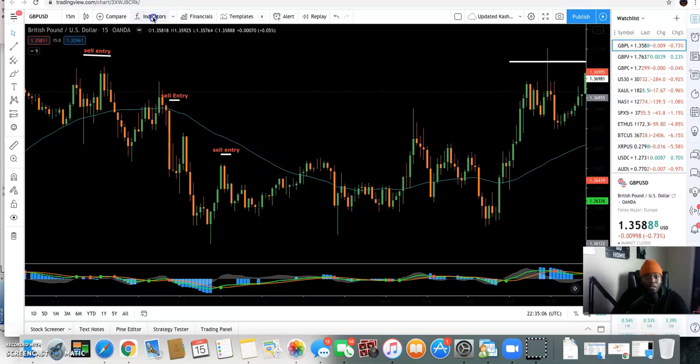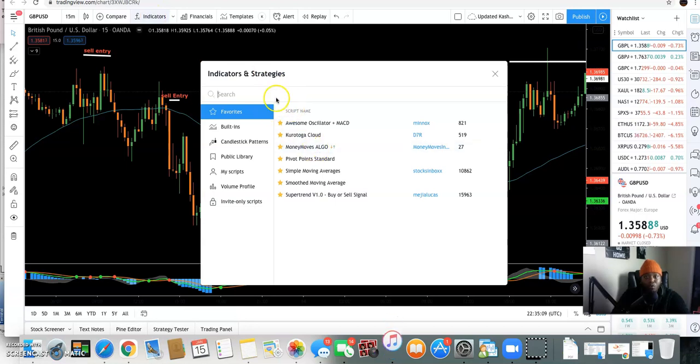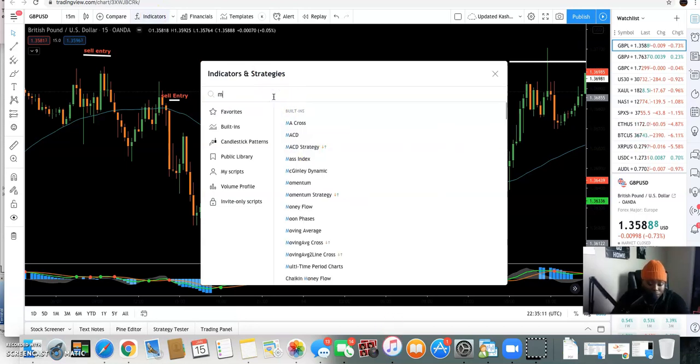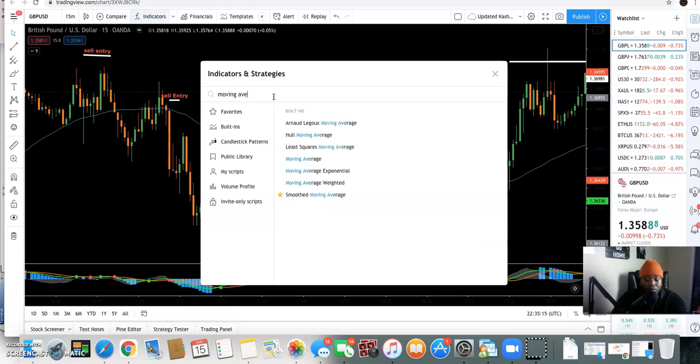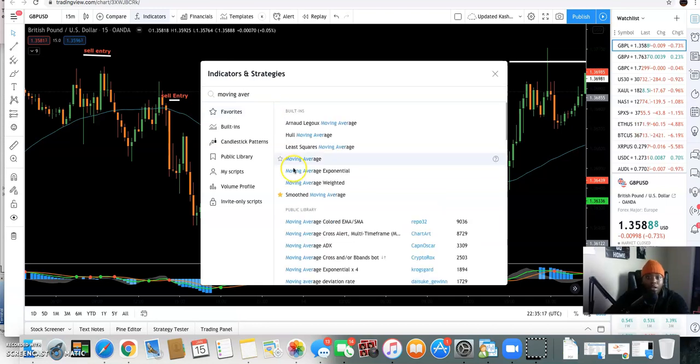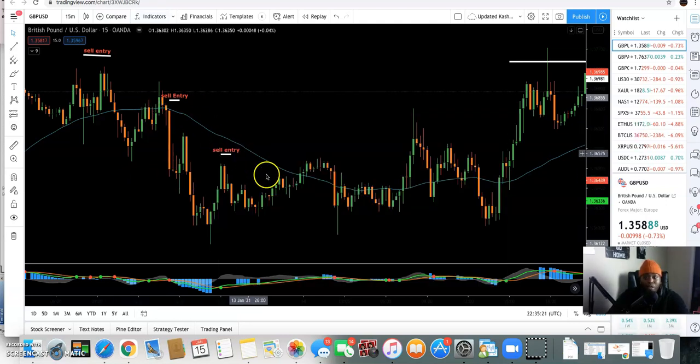All you do is go to your indicators and type in moving average, and just add a 50 moving average. So whenever the 50 moving average is above, you're good for a sell, and you just hold it. And when price comes back above and breaks or tests it, then you would want to get out, because price basically wants to go upward.